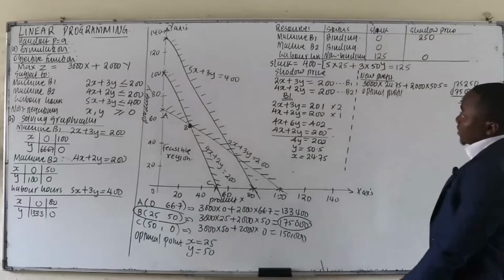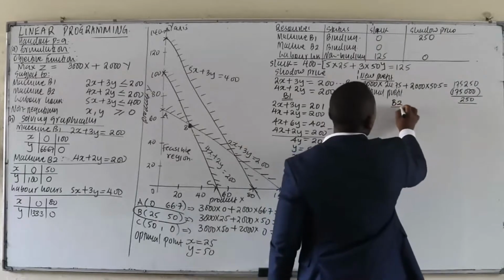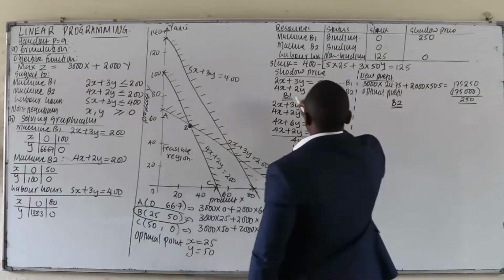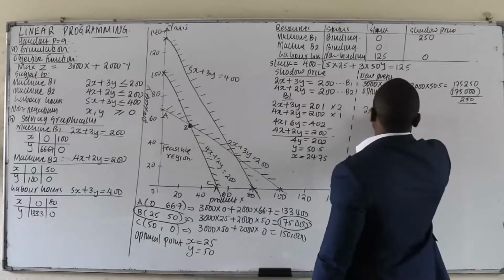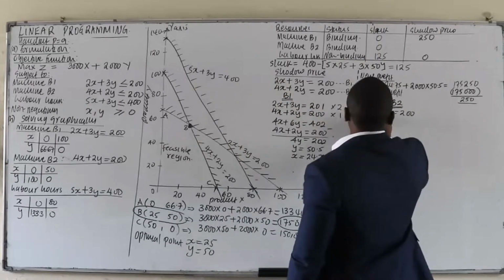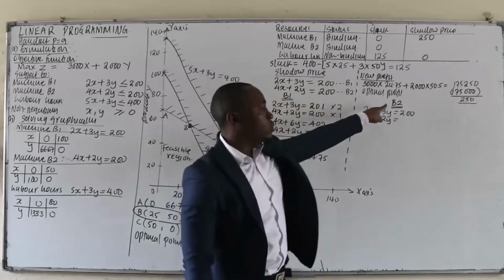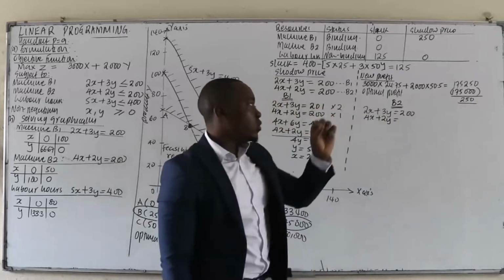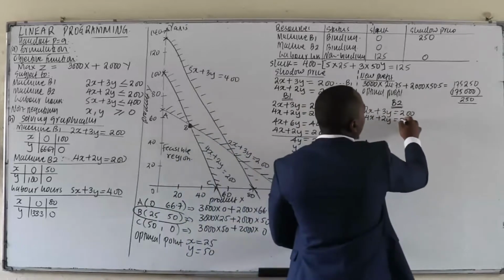You didn't understand that, understand for machine B2. So now let's do for machine B2. We follow the same process. Machine B1 is 2x plus 3y is equals to 200. Machine B2, it's 4x plus 2y is equals to 200. But now you're evaluating B2. What if we acquire an extra unit? Initially, it was 200. If we acquire an extra unit, now it will be 201.